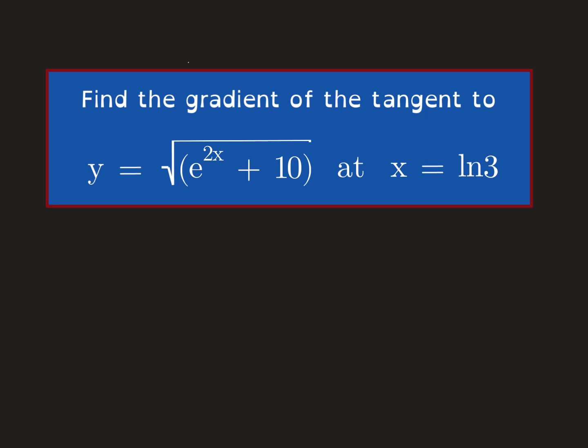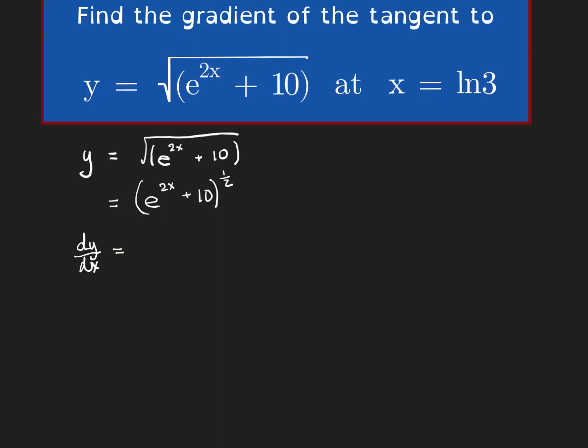Finding the gradient of this tangent means that we have to do some differentiating. To do that, we need to rearrange this formula or equation into the exponential form. And now we're able to start differentiating this. This will require a chain rule.